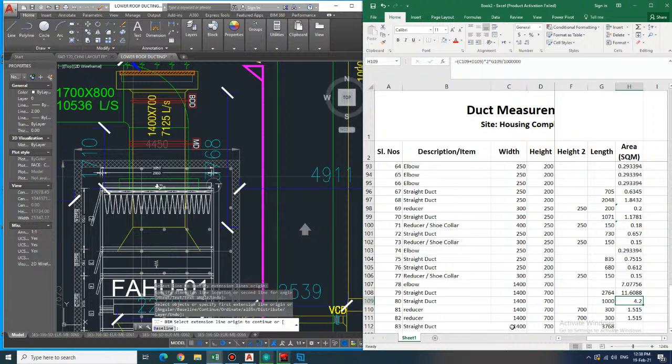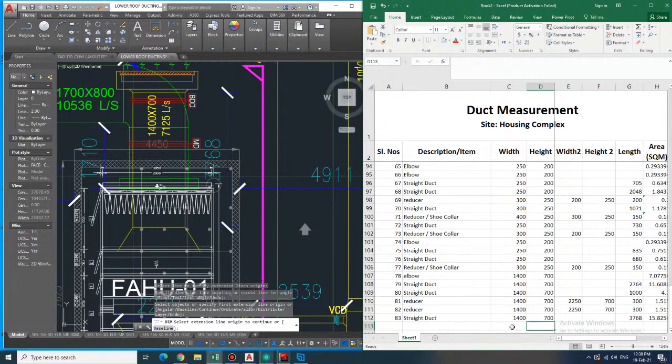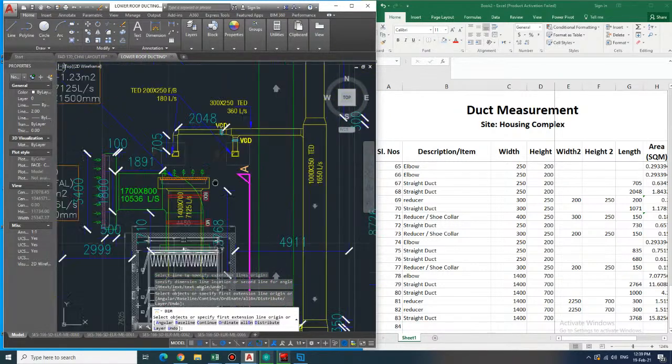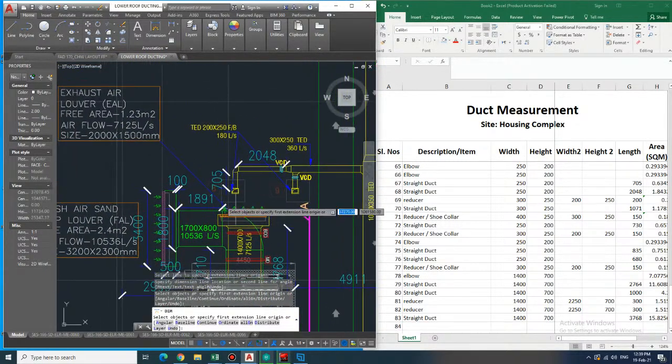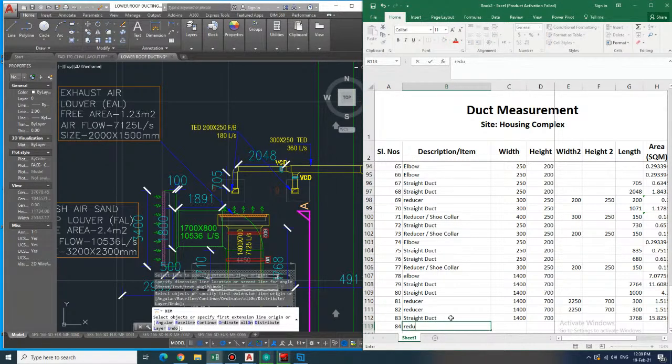So applying the straight duct equation, 15.8 square meter, and there is one more reducer coming. So we consider the plenum size also. I am considering this size for this reducer. Actually the lower size mentioned here is 2000 by 1500, so we can consider this plenum size bigger than this. So the reducer I consider in 2000 by 1500.